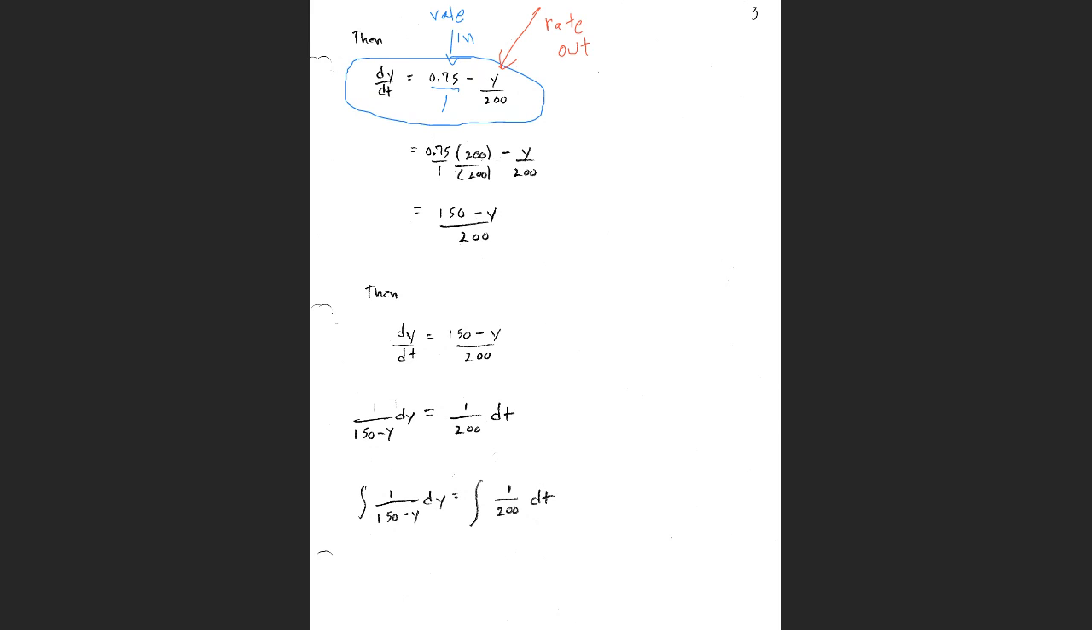Okay. So now we have a differential equation that we have to solve. And it helps when we solve this differential equation if we can get a common denominator. Well, the common denominator between 1 and 200 is 200. So I can rewrite the right-hand side of the differential equation as 150 minus y over 200. And I do that because it just helps me separate the variables a little easier.